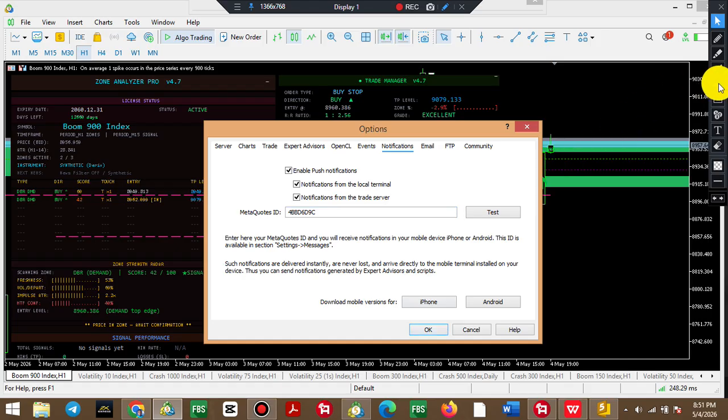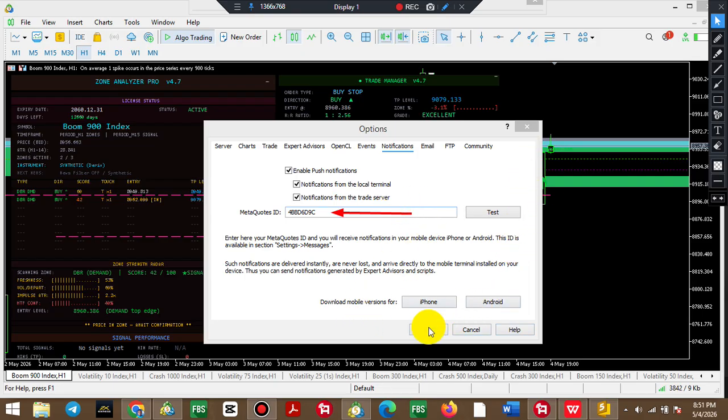Just make sure that this ID here aligns with the ID on your phone. That means the MT5 ID on your phone and the ID on your PC are the same, so that when the signal pops up, it can also pop up on your mobile phone.